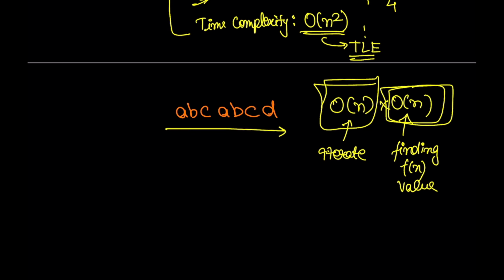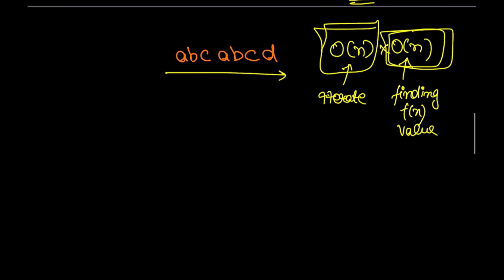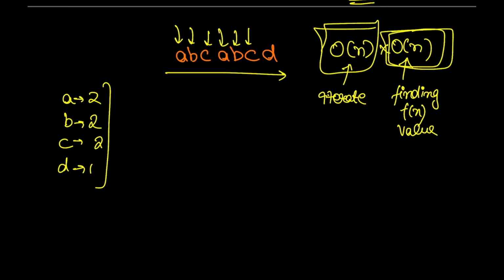So what we can do for this, we can maintain the count, like what is the count in the whole string, right? So let's make a map. Like the a, how many times does a occur? 1, 2, that's it. How many times does b occur? Once here, twice here. So c, 1 and 2. d occurs once. This is the count.